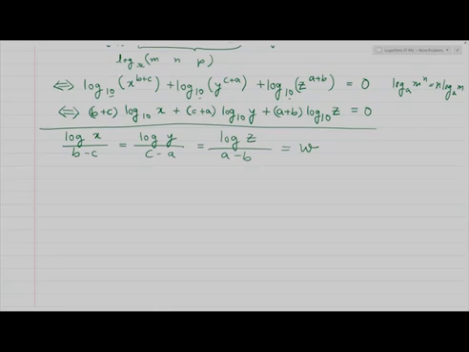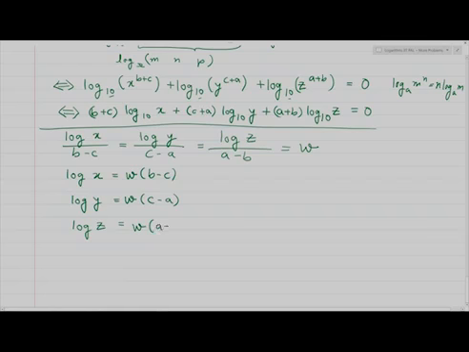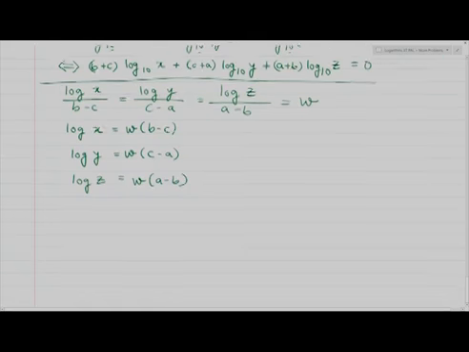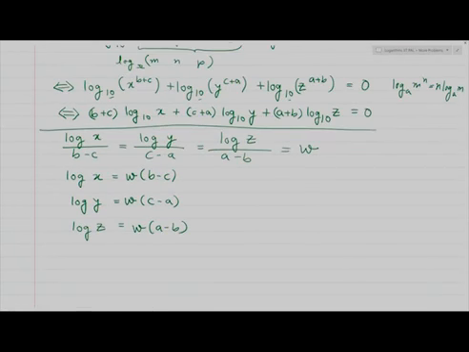That means if I take log x, it will be some w times b minus c. If I want to take log y, it will be equal to some w times c minus a, and log z will be equal to w times a minus b. If it is this, then can I substitute this for the expression which I simplified?